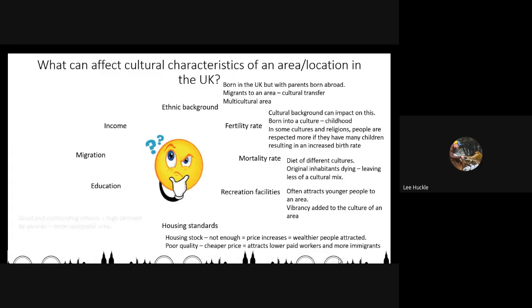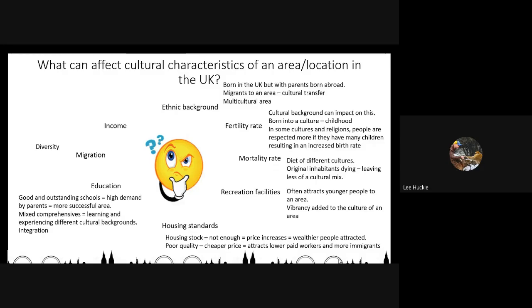We then looked at education. So if you've got areas which have good and outstanding schools in the area, there's a higher demand by parents. That becomes a more successful area. House prices will increase. It changes the culture of the area. If you've got mixed comprehensives, the learning experience is different in different cultural backgrounds. You will get more integration. If you have a mixed area, you'll get integration of students together from different ethnicities and cultures and backgrounds, and that's a good thing.